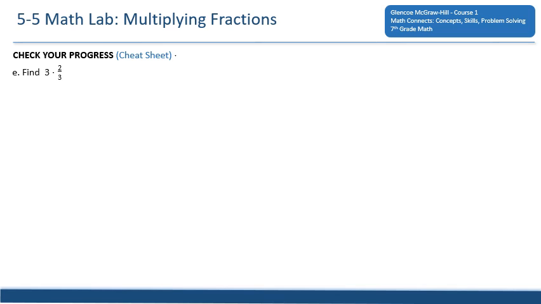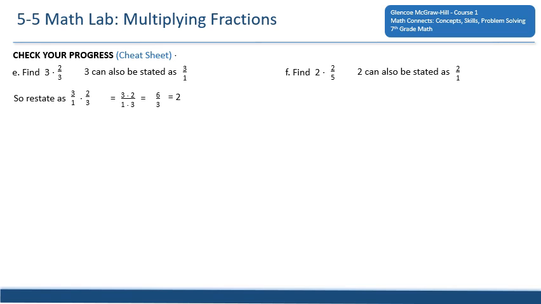Find 3 times 2/3. 3 can also be stated as 3 over 1. So we'll restate the expression as 3 over 1 times 2 over 3. Then we'll multiply the numerators and then multiply the denominators. So we get 3 times 2 over 1 times 3, and that equals 6/3. And we can simplify that to 2 because 6 over 3, or 6 divided by 3, equals 2.